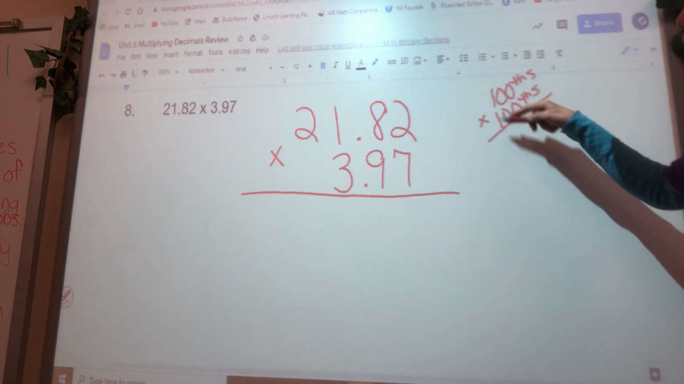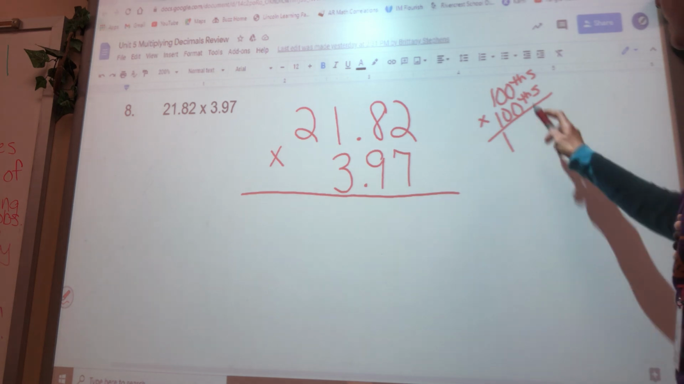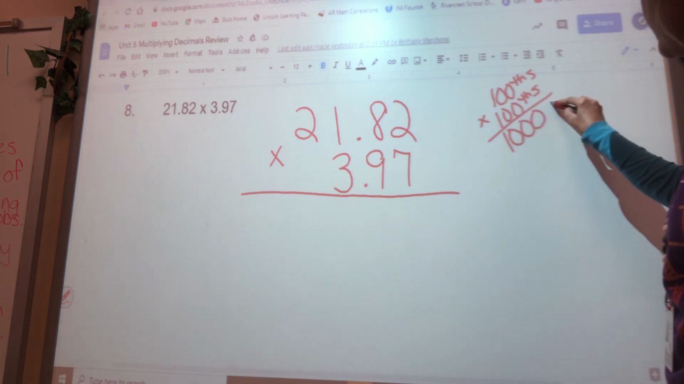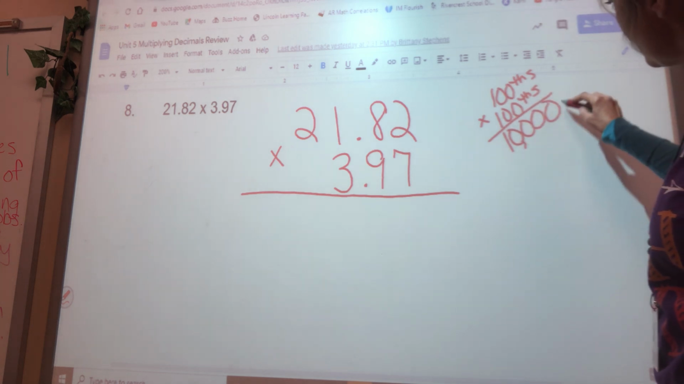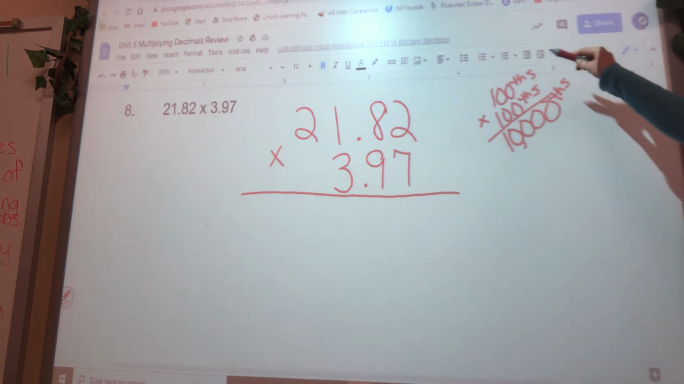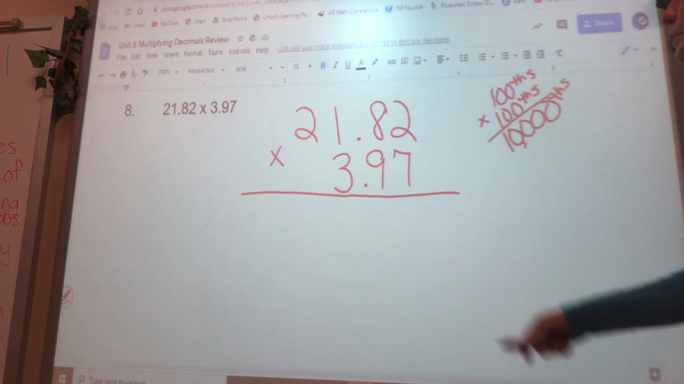we multiply our whole number parts, and then how many powers of 10 or how many multiples of 10? 1, 2, 3, 4. Now we know that our answer is going to be in 10 thousandths because we're working with hundredths times hundredths. And then we do regular math.